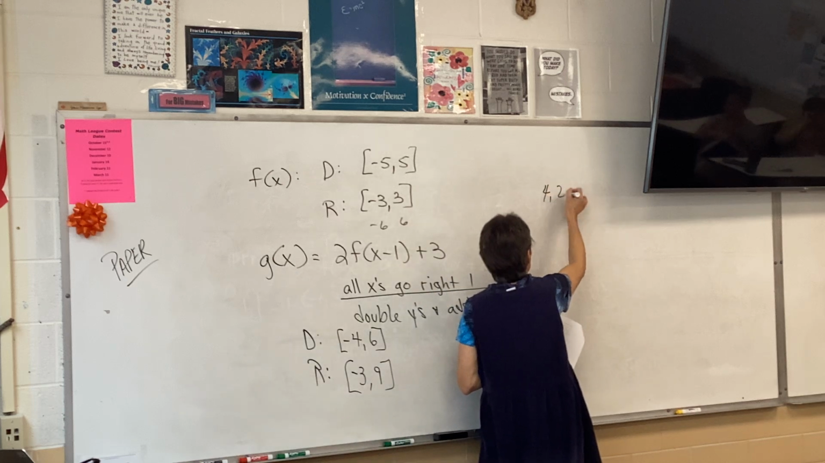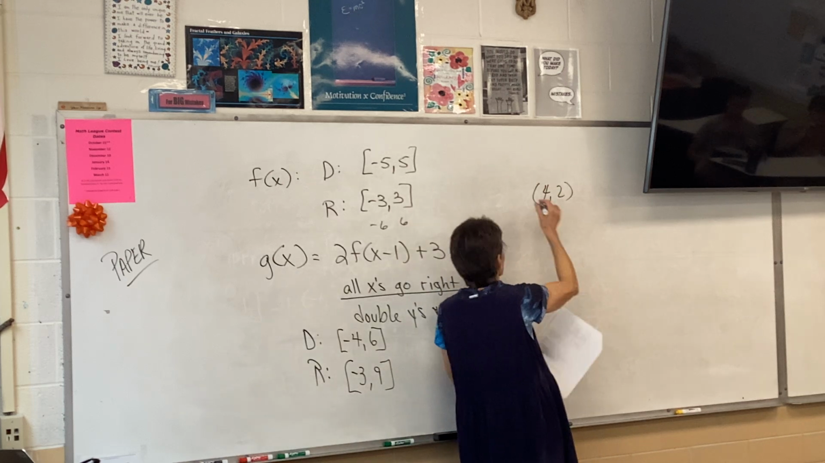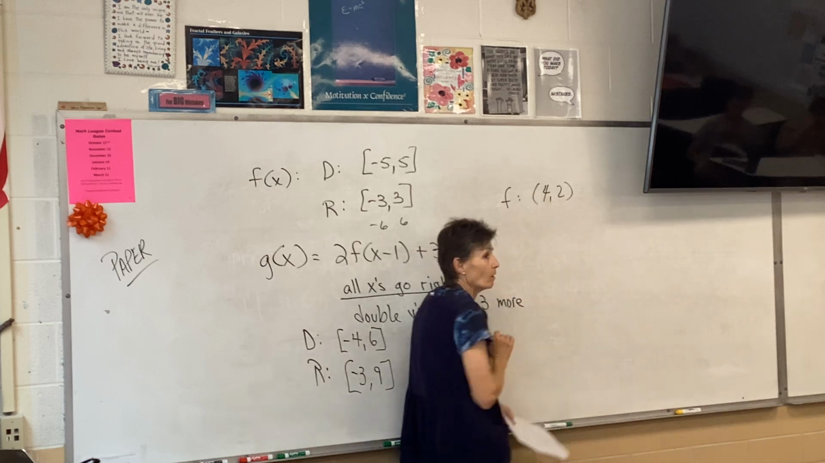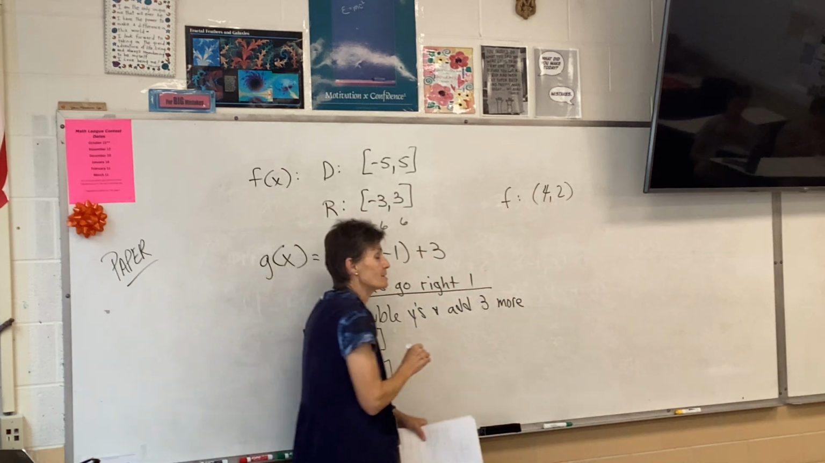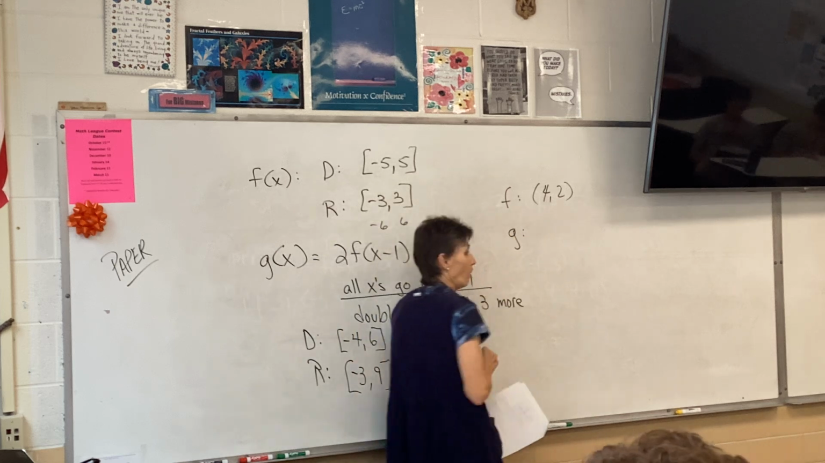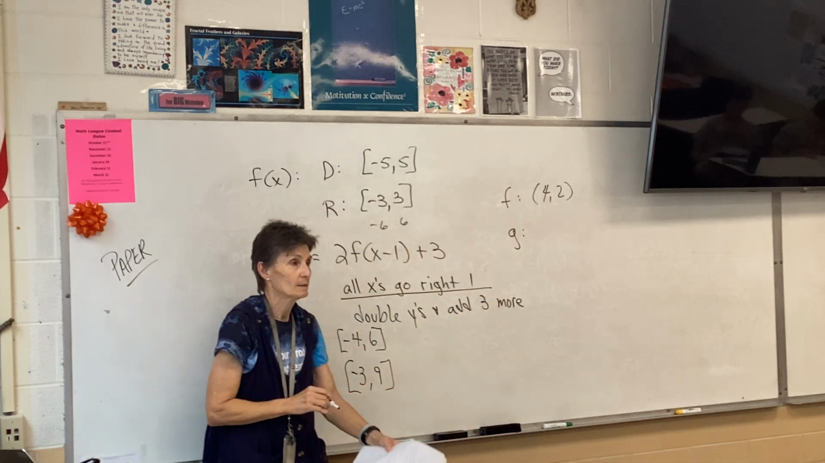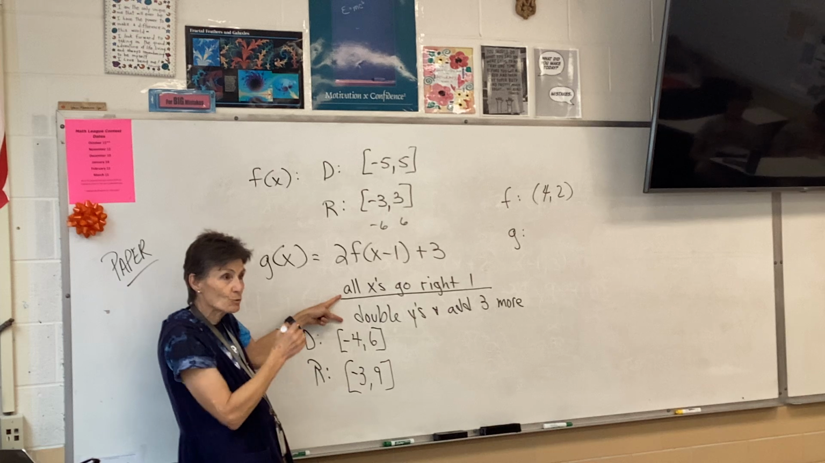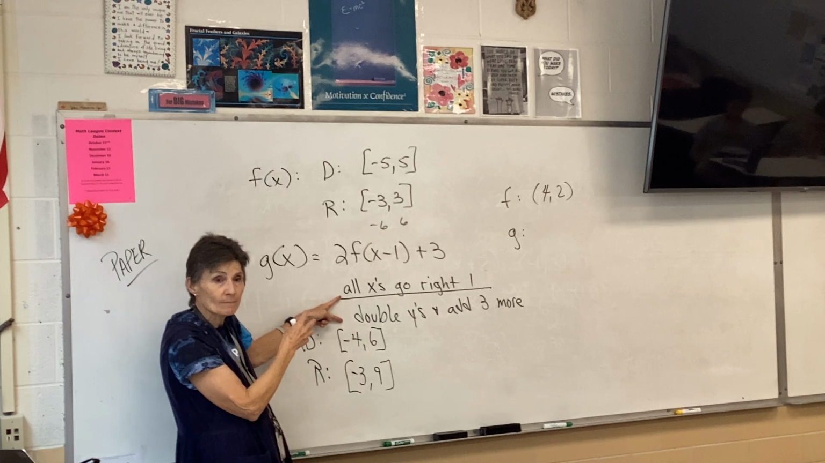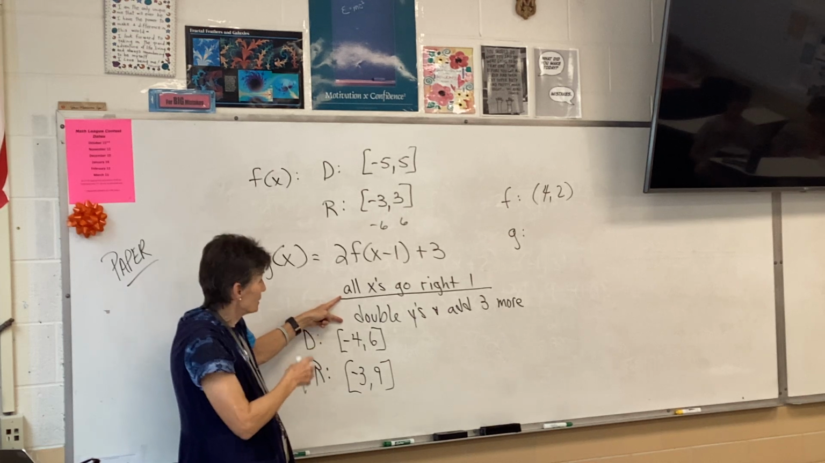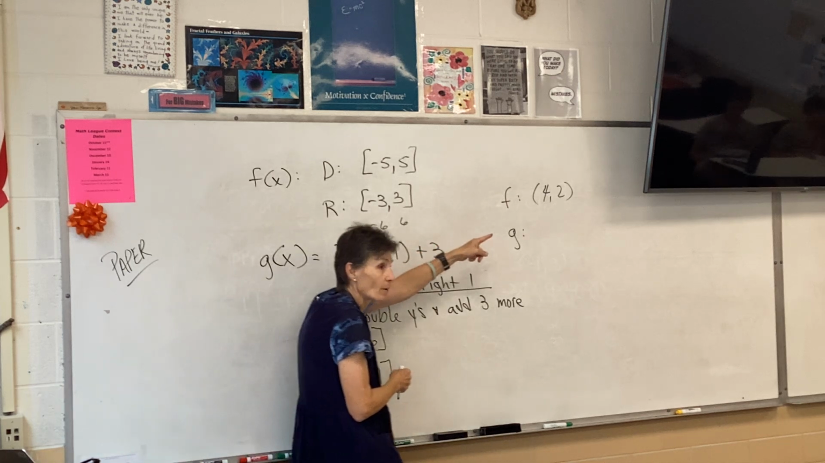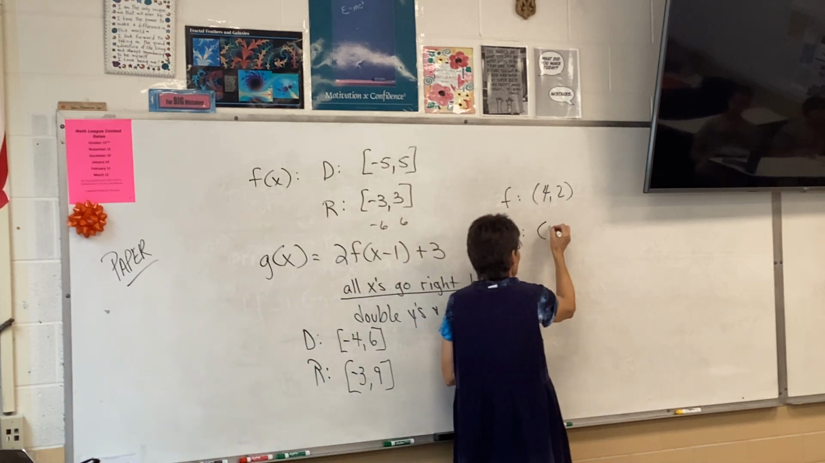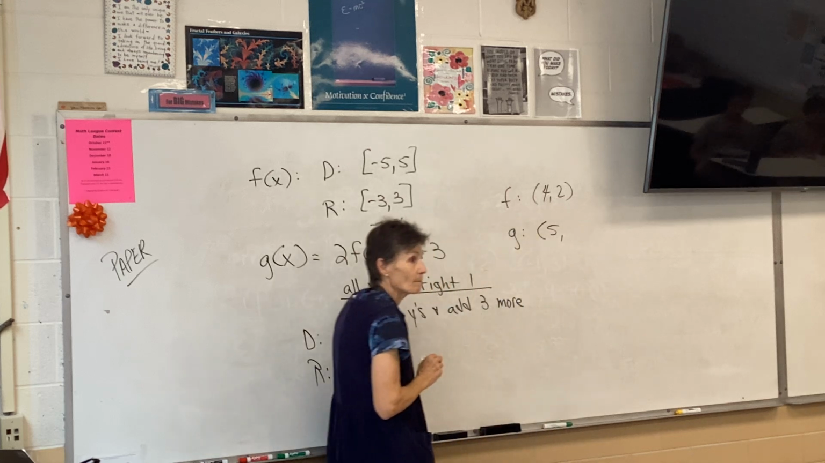So now we have some random point on F. So this is a point on F. And we want to know where the corresponding point on G will be. Well, remember, right here, you told me how it's changing. What's happening? All the x's go right 1. So if you take that right 1, it's going to be at 5.